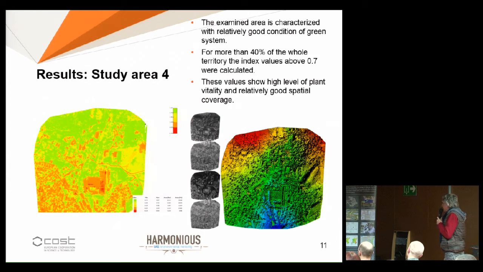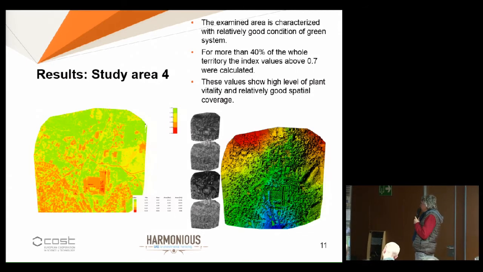And the last study area is characterized by a relatively good condition of the vegetation, in which more than 40% of the whole territory has index values above 0.7.